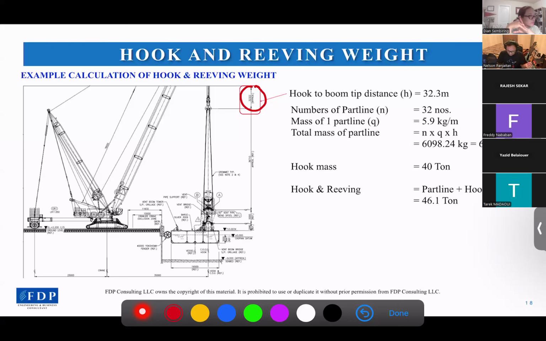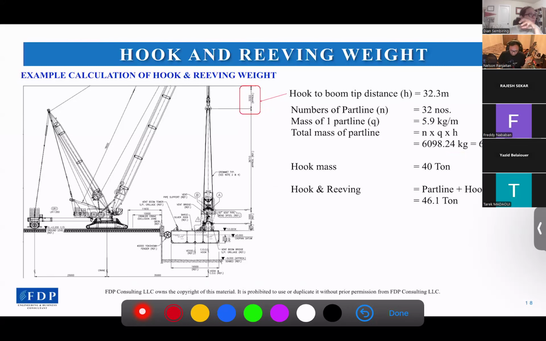So the total mass is about 6,098.24 kilograms, or equal to 6.1 tons.